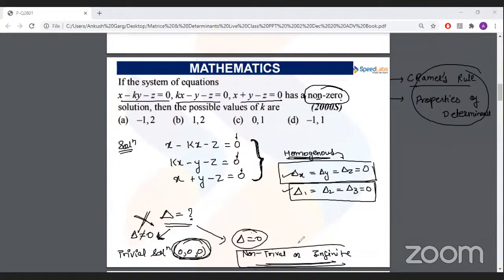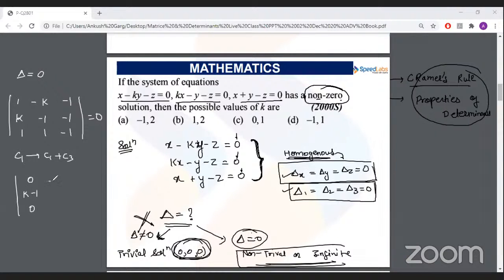If you remember the concept, simply set delta to 0. So what is delta? 1 minus k minus 1, k minus 1 minus 1, 1 1 minus 1. We want this to be equal to 0. So I think we can apply the simple operation c1 equals c1 plus c3, because two terms are directly becoming equal to 0.